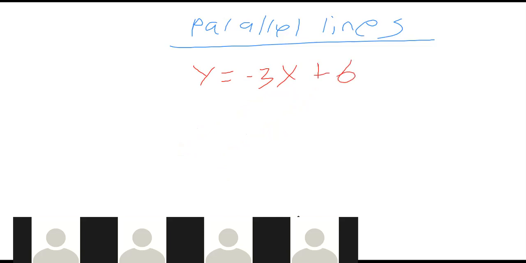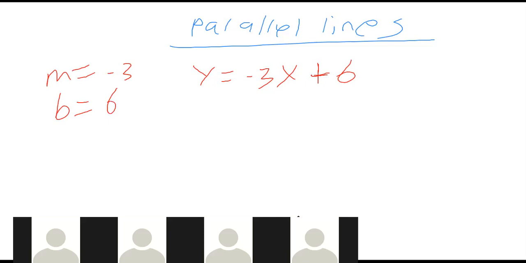Alright, so I have an equation here: y equals -3x plus 6. The question is, what if I want a line that is parallel to this equation? What would that line need to have? First of all, what is our slope? Your slope is -3. And our y-intercept is 6.